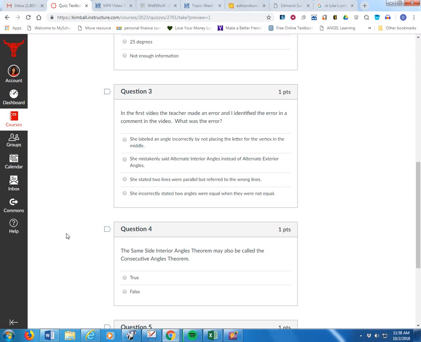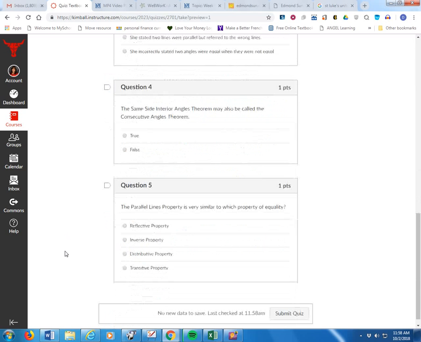Question 4, the same side interior angles theorem may also be called the consecutive angles theorem. True or false? True. Sometimes you'll see it, like if you're on a NWEA or something, they may call it consecutive angles, but same side angles are what this textbook uses.